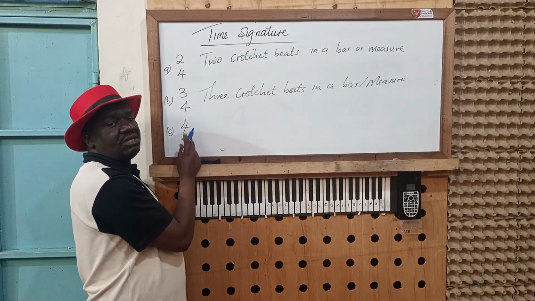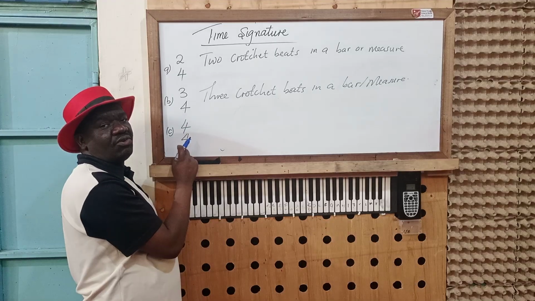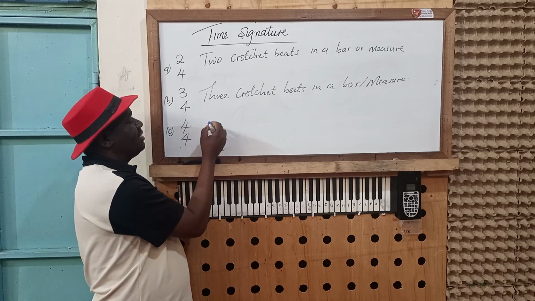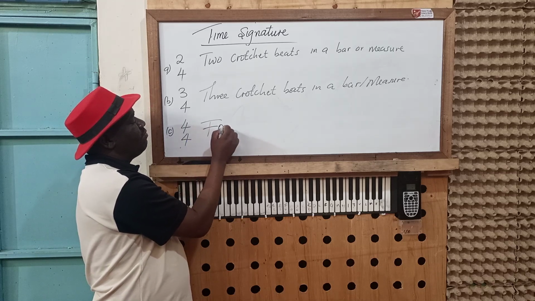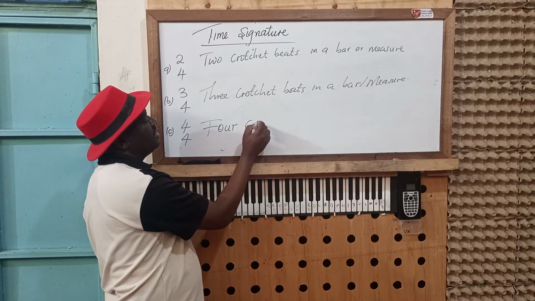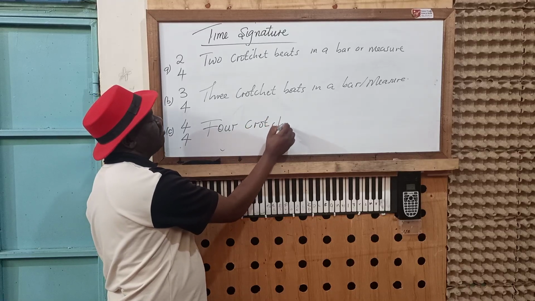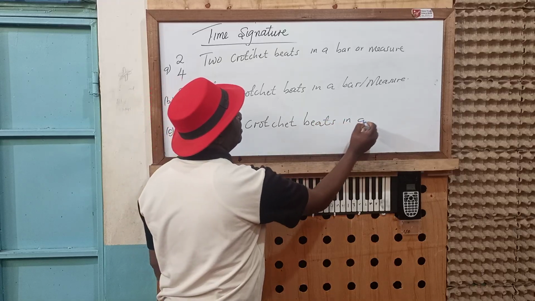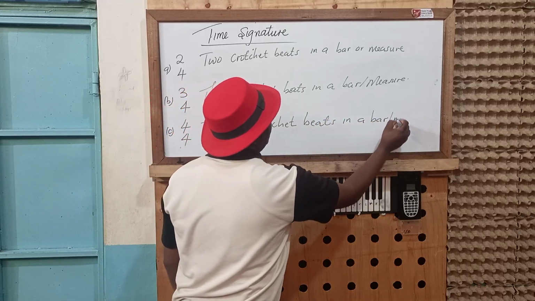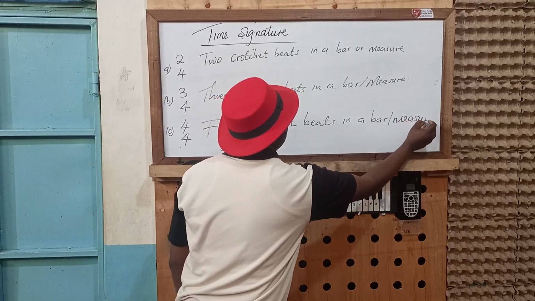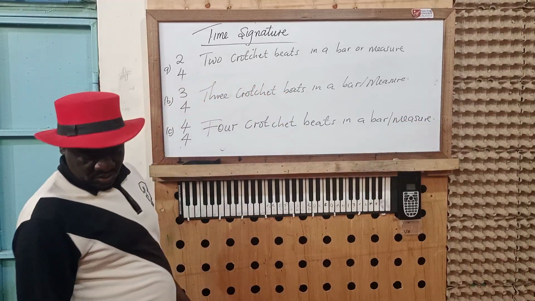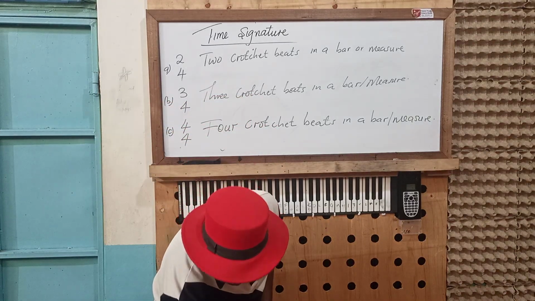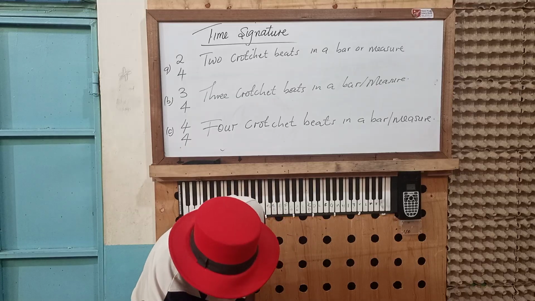And what do you think is the meaning of this 4/4? Can you answer it in your mind? This stands for 4 crochet beats in a bar or measure. So that is what we call time signature.